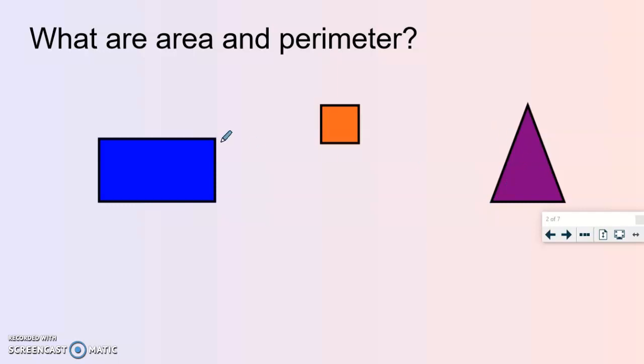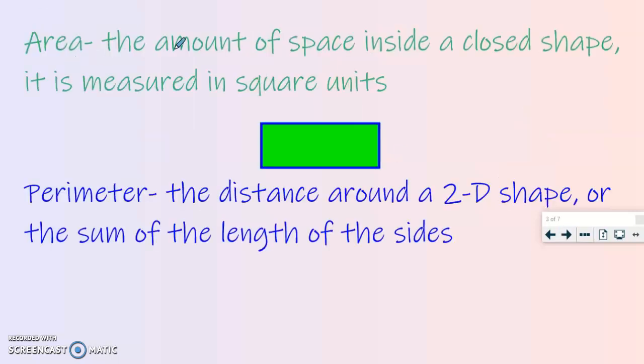I have several shapes here, and a big idea is understanding that area and perimeter does not just apply to rectangles. Okay, it applies to all shapes. So squares have area and perimeter, triangles can have area and perimeter, even octagons and hexagons and circles have area and perimeter as well. The area is the amount of space inside of a closed shape. Okay, and we always measure it in square units. The green area here is the area.